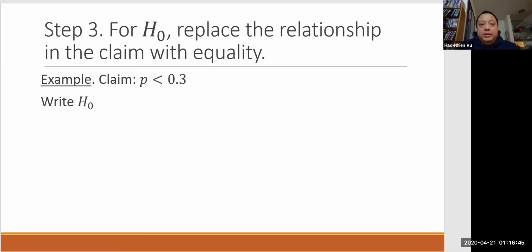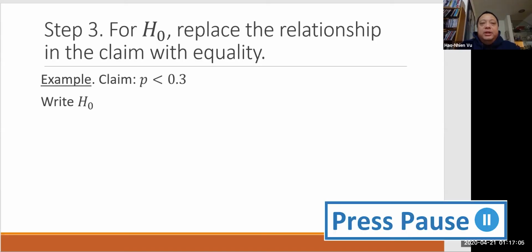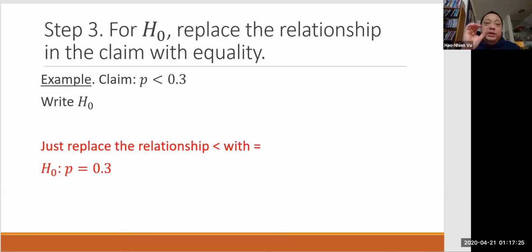Now step 3. To write H0, what you do is you take out the relationship symbol in the claim and just replace it with an equal sign. For example, the claim that we just wrote is that P is less than 0.3. Pause the video and write H0. The relationship is less than, we replace that with an equal sign and we've got equal. So H0 is P equals 0.3.